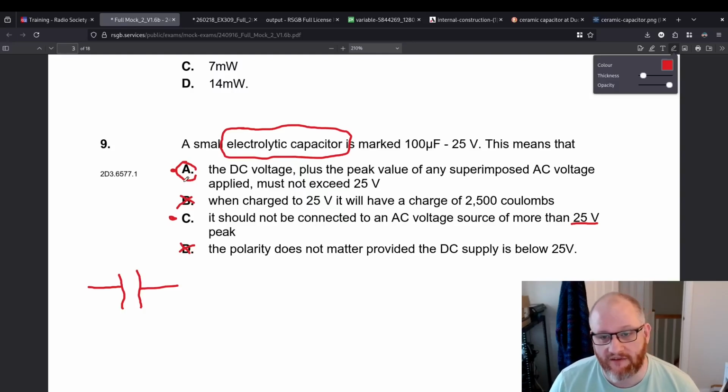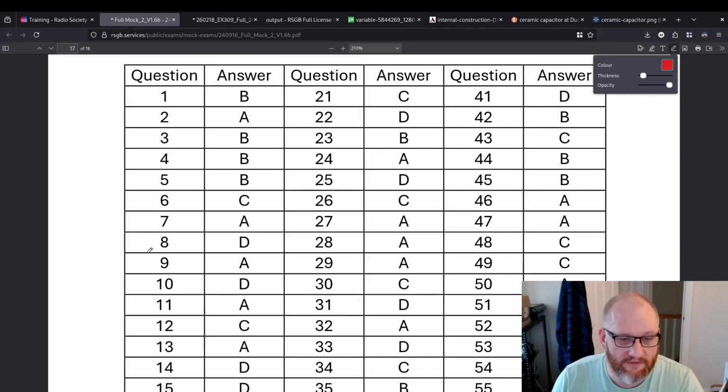The DC voltage plus the peak value of any superimposed AC voltage applied must not exceed 25 volts. If we skip down to the answers, we can see that for question 9, the answer is in fact A. So when we're selecting capacitors or the maximum voltage rating of a capacitor, we have to think about not only the peak of the AC signal, but any DC offset as well.